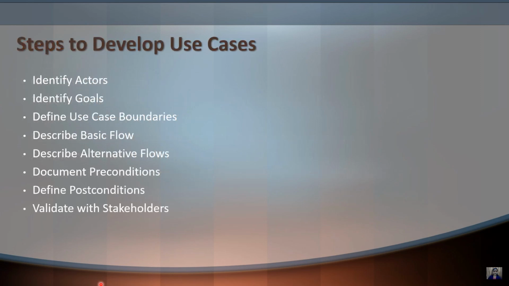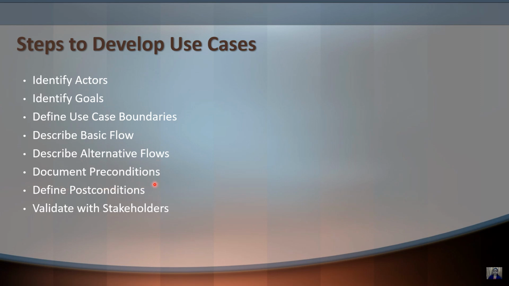So here are the steps to develop the use cases, that is identifying the actors. In the previous example, we considered the actor as a customer. Then identifying the goal is important. Next, we have to define the use case boundaries, that is system boundaries, and describe the basic flow of how it works. Next, we have to describe the alternative flow if some error happens, such as a failure in receiving the OTP, and which system software handles all that.